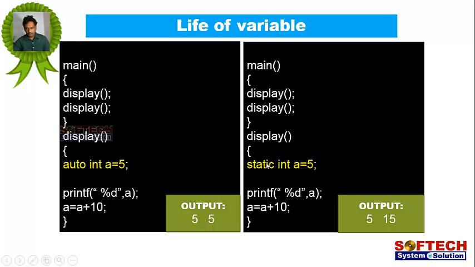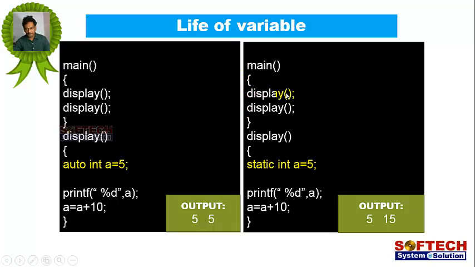In this program we declare as static. Here we declare auto. If we declare static integer a equal to 5, it is the same program. The storage class specifier is the only difference between this program and this program. This one is auto, this is static. Static integer a equal to 5.